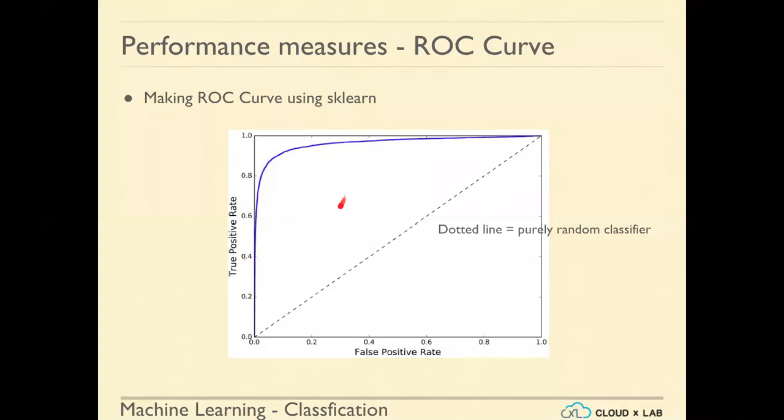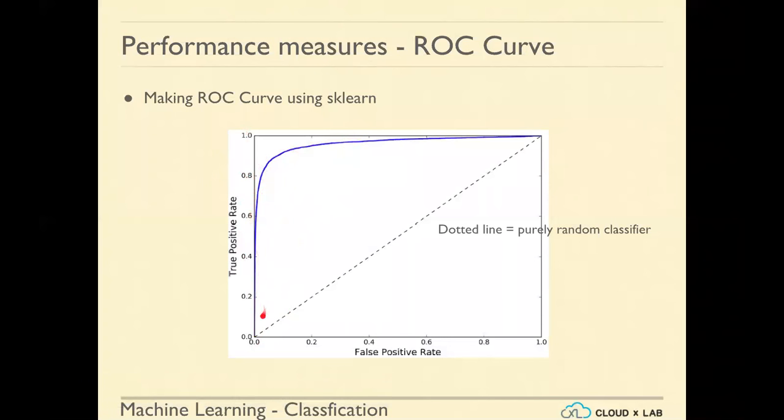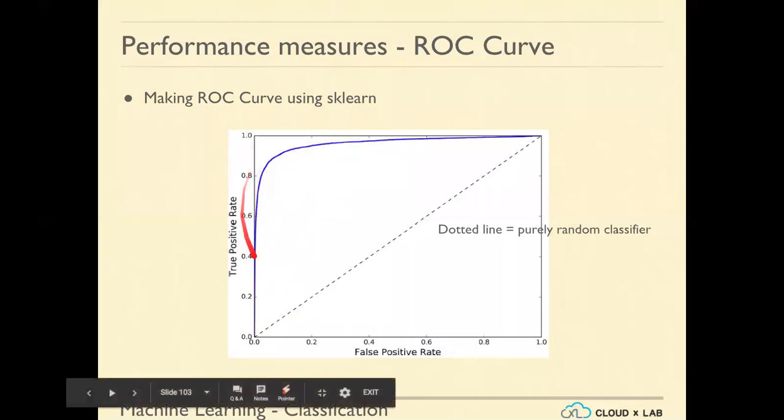So ideally this graph should look like the perfect one, meaning 0 false positive rate, and at 0 false positive rate, the true positive rate is 1. Ideally, it should be perfectly like this. But in reality, it is somewhere like this.